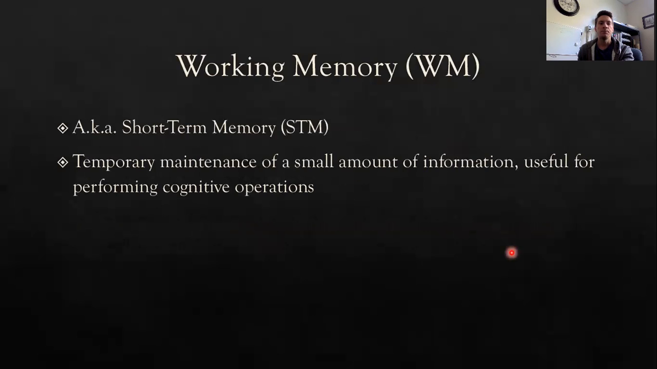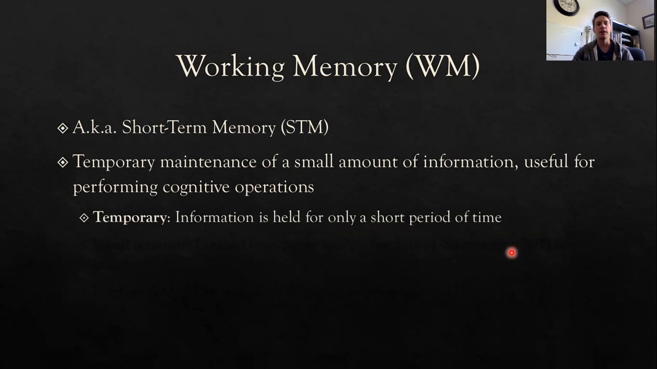So working memory. Working memory is often referred to as short-term memory. And this is the temporary maintenance of a small amount of information useful for performing cognitive operations. Now that definition was quite a mouthful, and so we're going to break down some of the terms in that definition. So temporary. Temporary just means that information that's held in working memory is only being held for a very short period of time. So a very short duration.